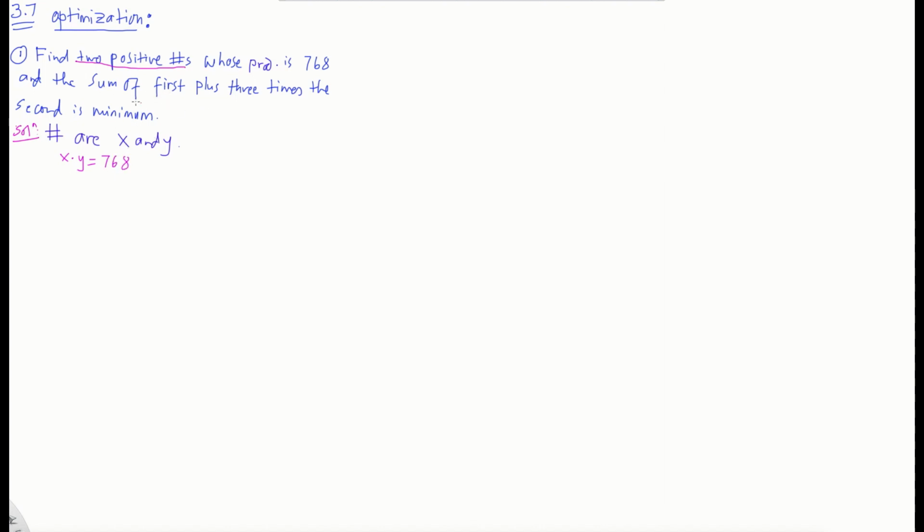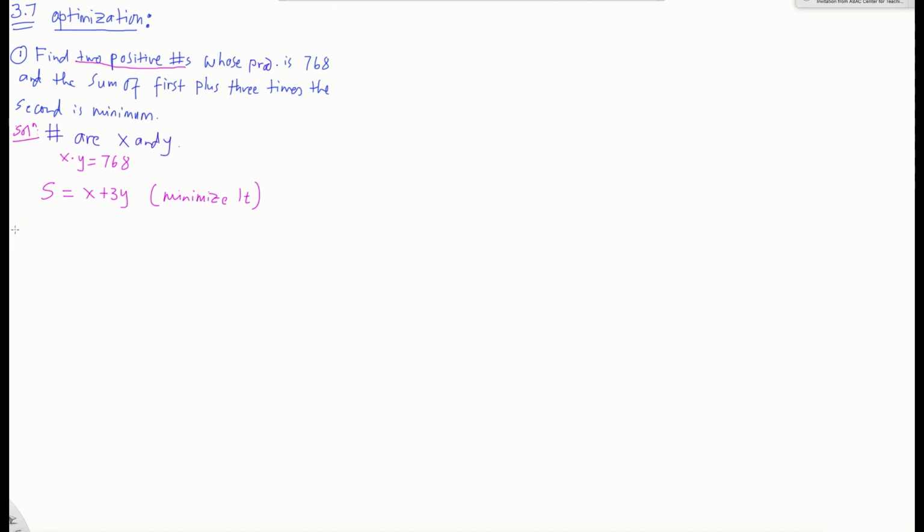And what do you want to minimize? You want to minimize the sum. Let's say s equals x plus 3 times y. You want to minimize this, because it says the sum of the first plus 3 times the second is minimum. Now if you remember from finding the extreme values, we find the first derivative and set that equal to 0. We find the critical numbers, then find the second derivative and plug in the critical numbers. That will give you minimum or maximum.